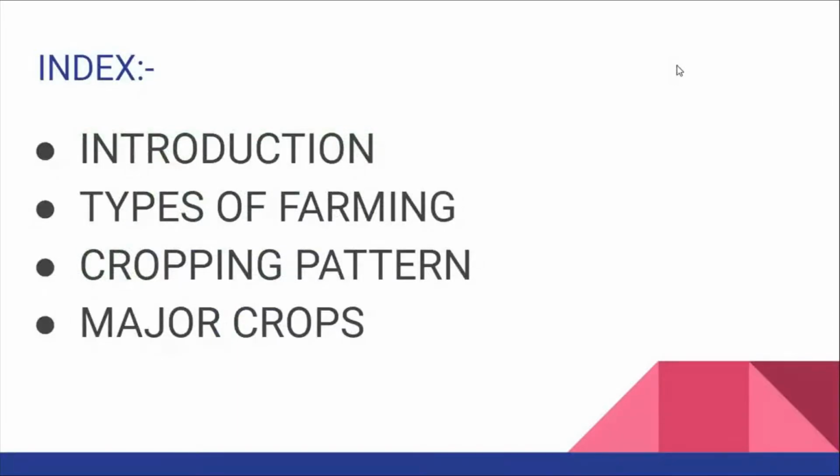So I've divided this chapter into three parts. Today we'll be dealing with the first part. So we'll be seeing the introduction, types of farming, cropping pattern, and the major crops.